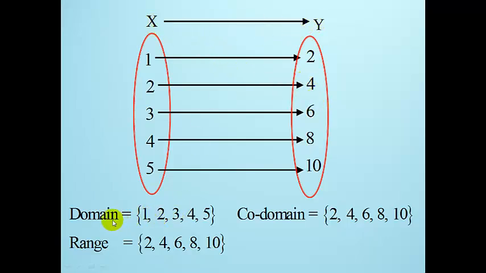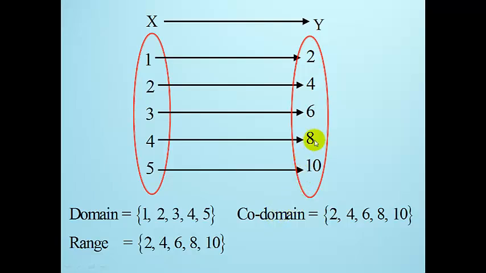Now, we said that the elements of the set X are called the domain. And therefore the domain is 1, 2, 3, 4, 5, since they are the elements of the set X.